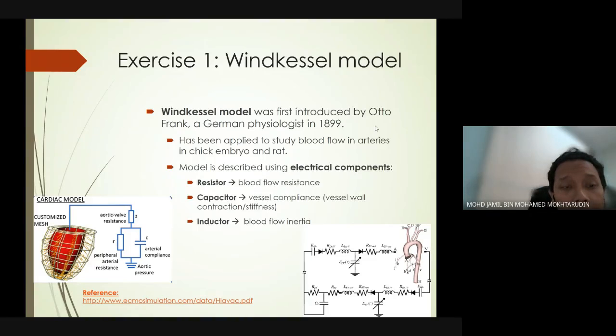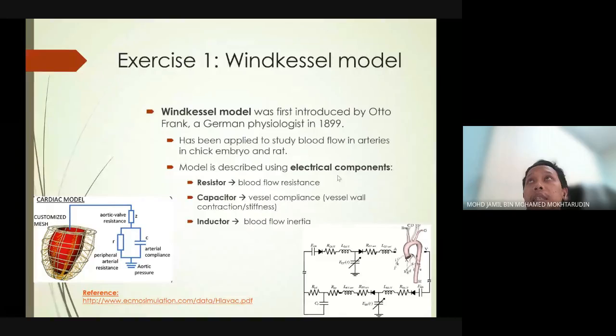So they try to simplify the simulation by using electrical components to represent blood flow in our body. So to represent blood flow, they use electrical current representation. So they represent blood flow using electrical current. Okay. So electrical current is equals to the flow of fluid. Okay. So current is equivalent to flow of fluid.